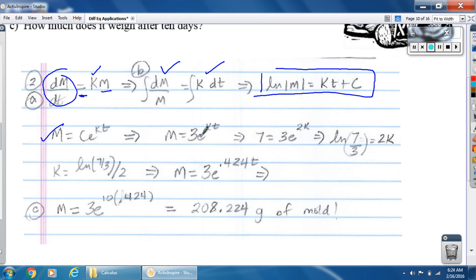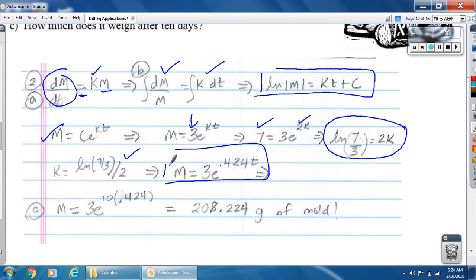I substituted the initial condition at time 0 there were 3 grams of mold, and then later there were 7 grams of mold on, I guess, day 2. Use log properties to get the 2K down. Divided both sides by 2. Substituted back into the original equation. And then in letter C, I used that to predict the amount of mold that there would be on day 10. So pretty straightforward. Hopefully you found it to be that way also.